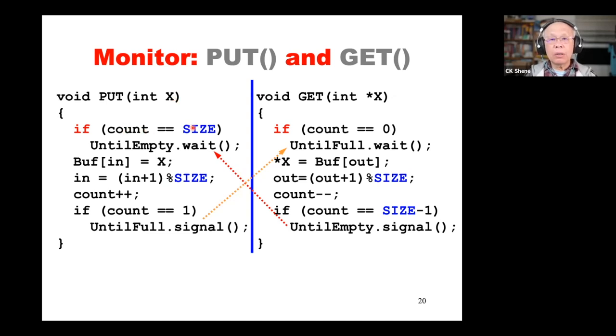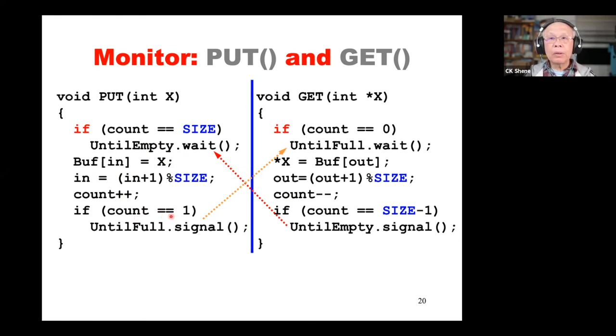So if the count is equal to size, that means the buffer is full. In this case, this producer waits on the condition variable until not full. But who is going to release this producer? The consumer. So when a producer is released, because a consumer has retrieved a slot, that producer is signaled by this consumer, and this producer can go add information into the buffer, change the pointer, and of course after that, the number of elements in the buffer is increased.